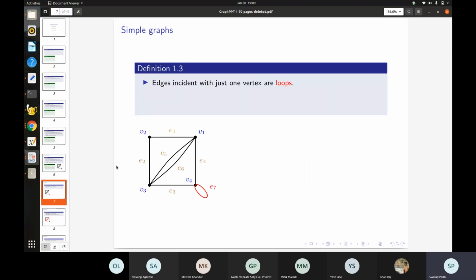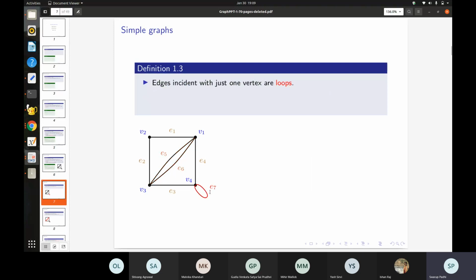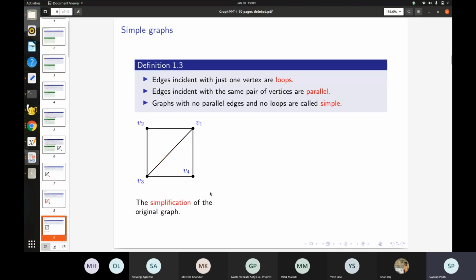So let's see a few simple definitions. An edge incident with just one vertex is a loop. E7 is the name of the edge which is looping across V4. E5 and E6 are parallel edges because they are in relation with the same set of vertices, that is V1 and V3. Graphs with no parallel edges and no loops are called simple. So this is a simple graph, and generally we deal with simple graphs in our analysis, so we will continue and focus only on simple graphs.